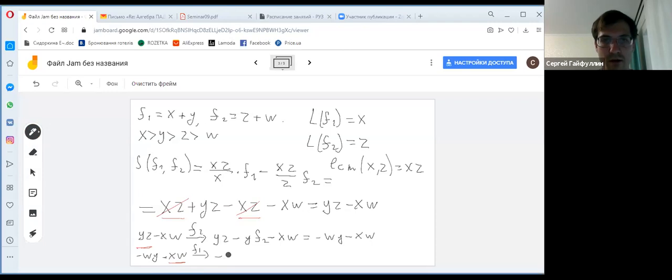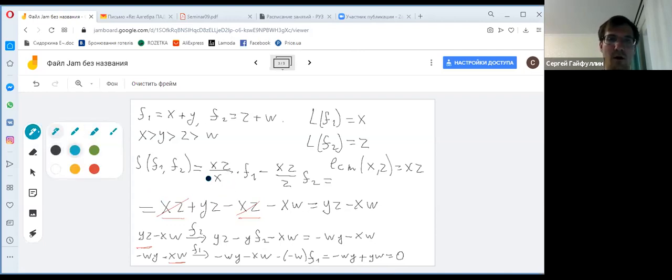So minus wy minus xw, minus w multiplied by f1. It is equal to minus wy minus xw plus xw, so it's 0, and plus yw. So it's 0. Okay.